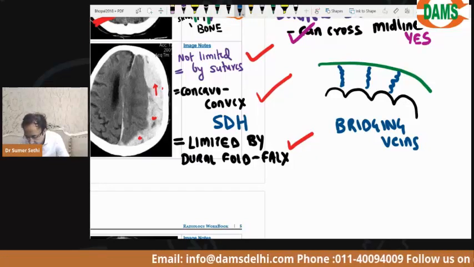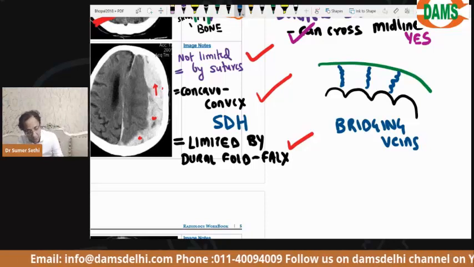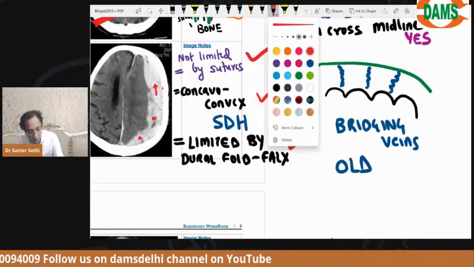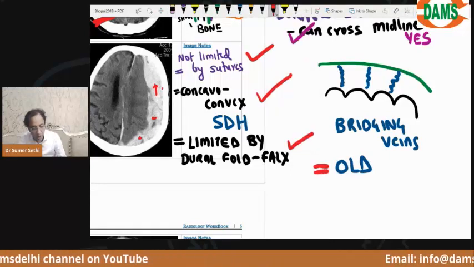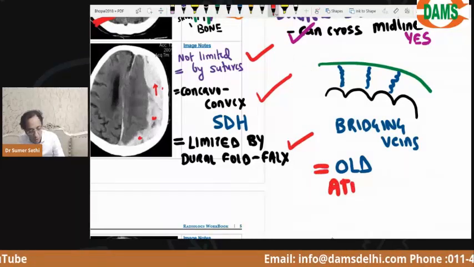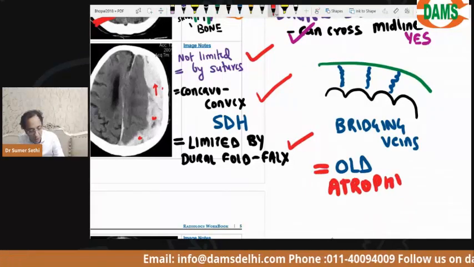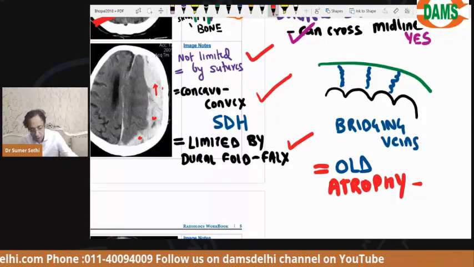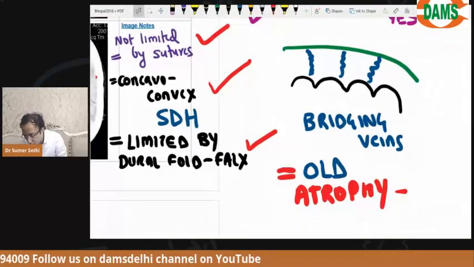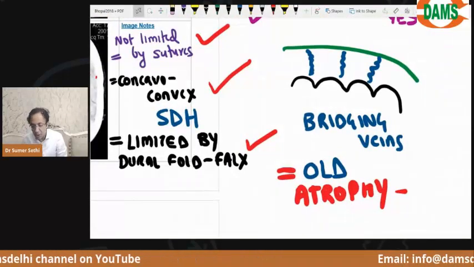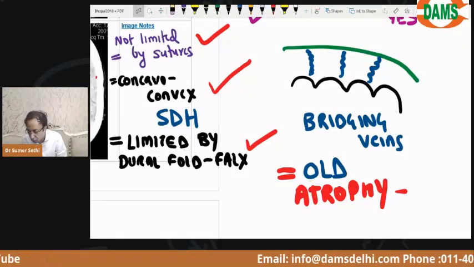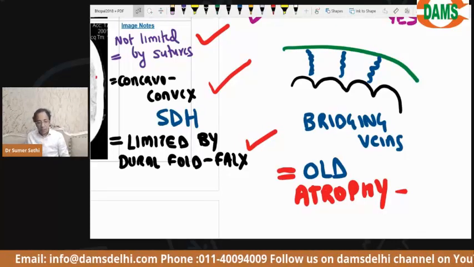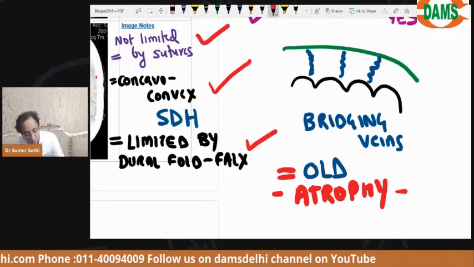Now tell me if you can answer, what happens when you grow old? When you grow old, your brain atrophies. Subdural hematoma cannot cross the midline because it is limited by a midline fold called falx cerebri. Okay, now listen to me. When you grow old, the brain atrophies.